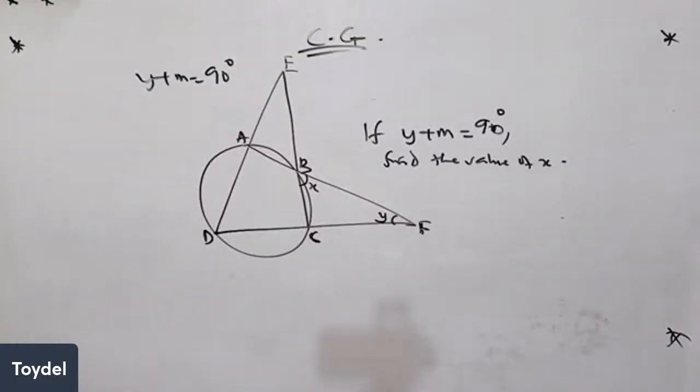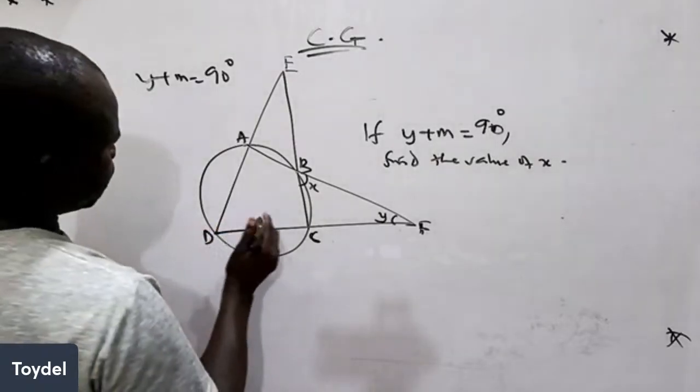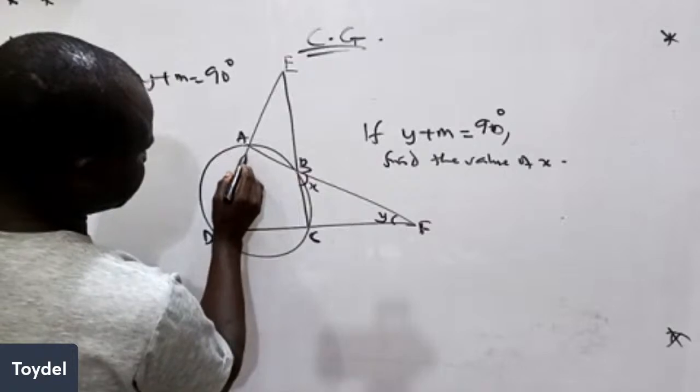If Y plus M, where's Y, is equal to 90 degrees. We should have M somewhere in the question. And PAT is equal to X plus M.